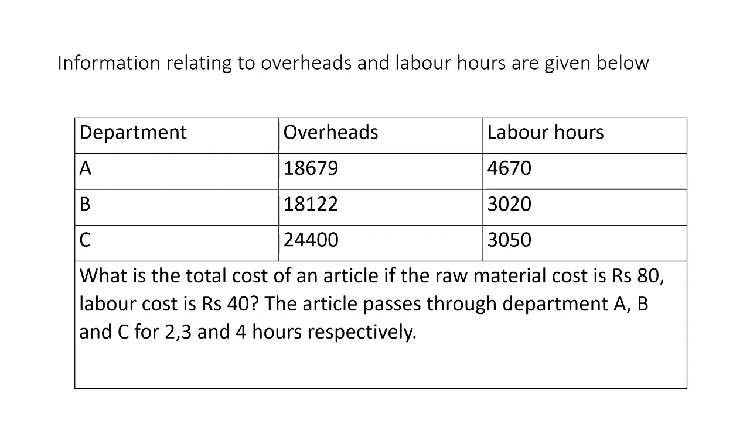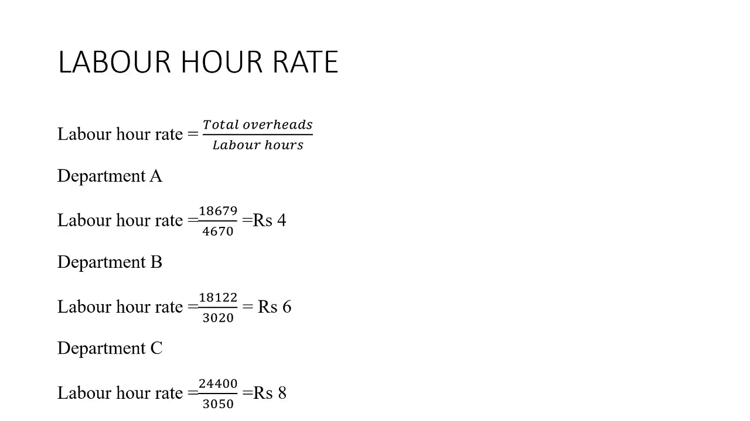That is, the raw material cost is given, the labor cost is given. We will have to calculate the factory overheads based on labor hour rate, and then we can find out the total cost. So, the first step is determination of labor hour rate. So, labor hour rate is equal to total overheads divided by labor hours.